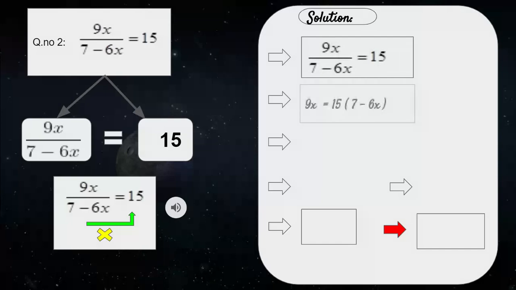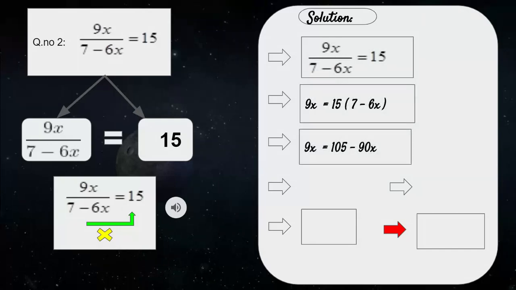See the second step of the solution. 9x is equal to 15 into 7 minus 6x. So 15 should multiply by 7 and minus 6x both. So 15 into 7, 105. 15 into 6, 90. Plus into minus, minus. So 90x. So we got 9x is equal to 105 minus 90x.